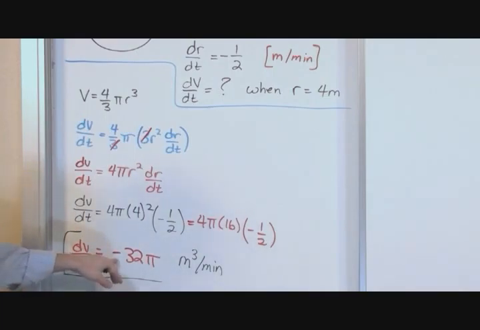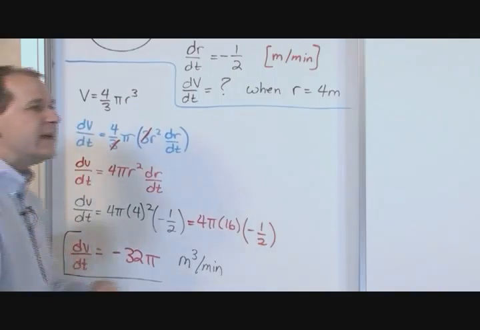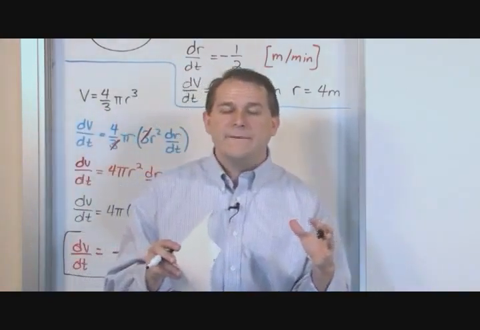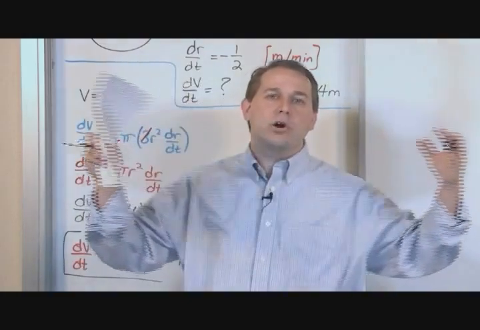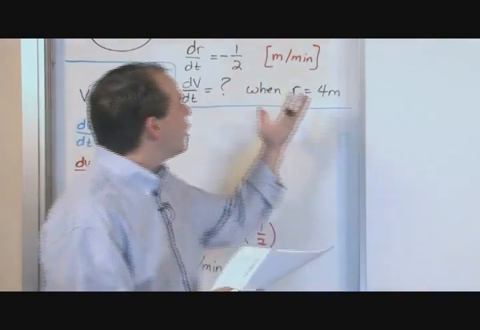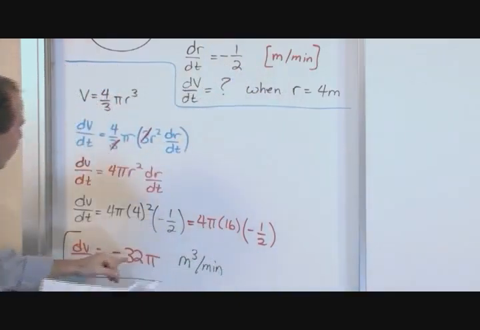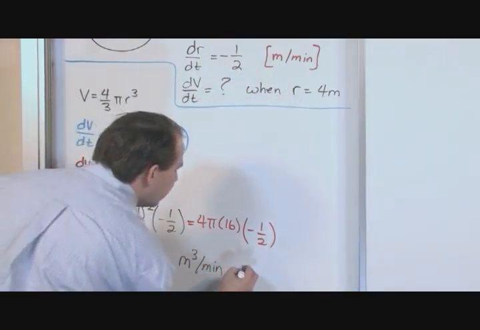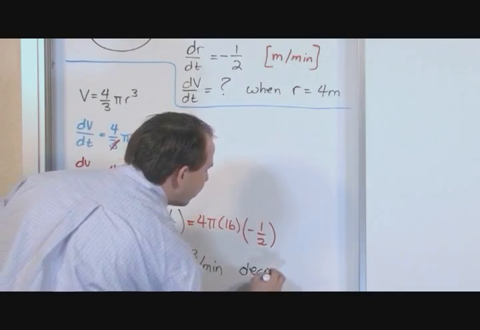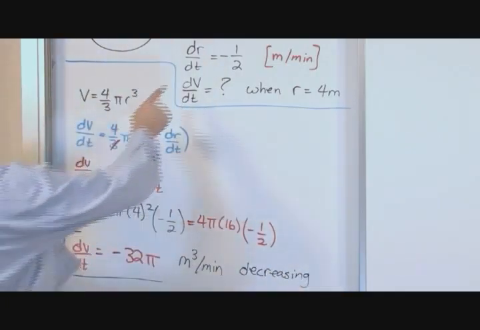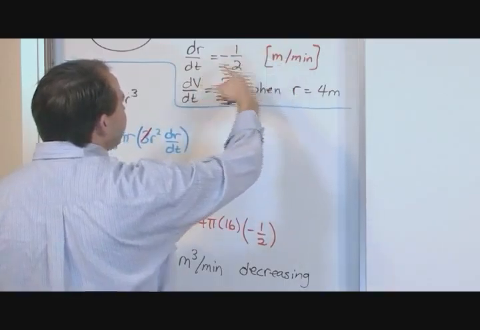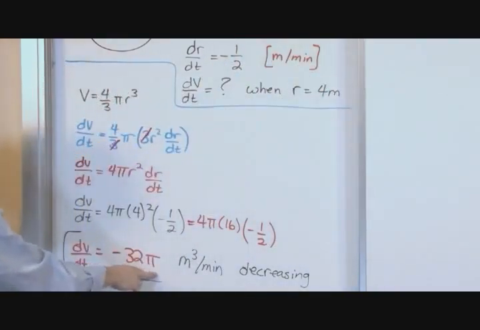Notice we have a negative sign. What is the physical meaning of a negative sign on a derivative? It means it's getting smaller. If it were positive, it would mean the volume as it changed with respect to time would be getting larger, but of course it's not, because we know the radius is getting smaller, so the volume is going to be getting smaller. So this means it's decreasing. So you see everything's consistent. The radius is getting smaller as time goes on, so therefore the volume is getting smaller as time goes on.